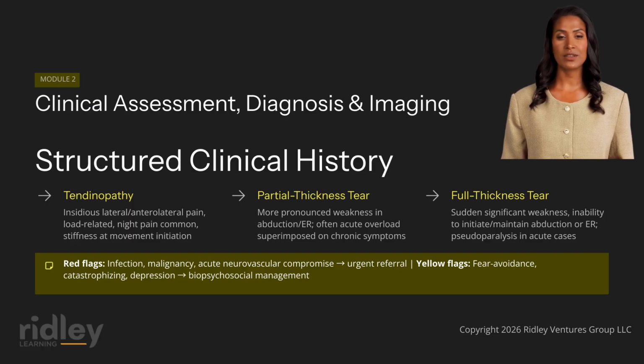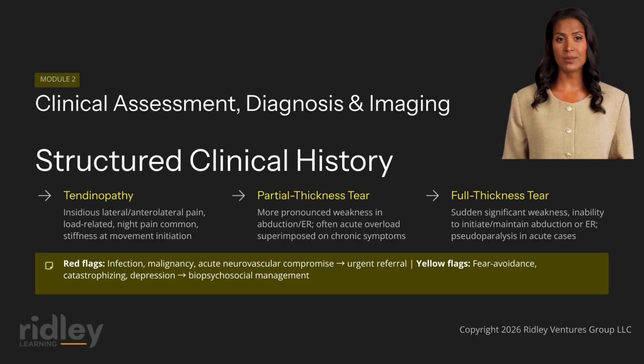Rotator cuff tendinopathy is more prevalent among individuals engaged in repetitive overhead activities, such as swimmers, baseball pitchers, tennis players, and manual laborers. Careful characterization of symptom onset, location, and nature is essential. Rotator cuff tendinopathy typically presents with insidious onset of lateral or anterolateral shoulder pain that's load-related, worsens with activity, and may improve with rest, often accompanied by stiffness at the initiation of movement. Night pain and sleep disturbance are common, particularly in degenerative presentations.